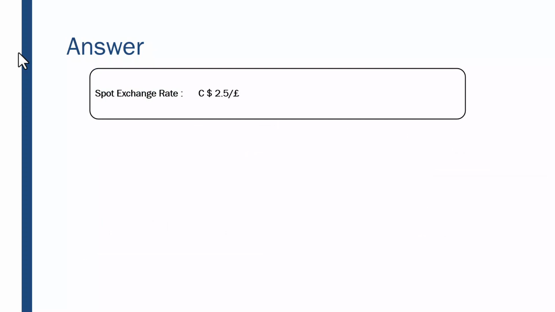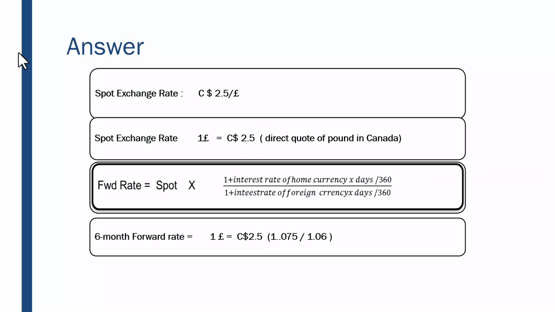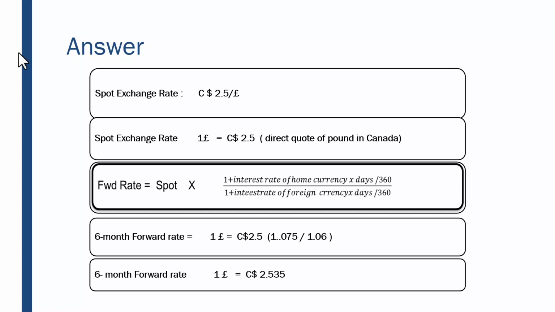Okay. Now, so this is how I explain. I mean, you can just go through the slide. The formula is given, how we arrive at the rate. Okay. Then 6 months forward rate will be like this. Is that okay?